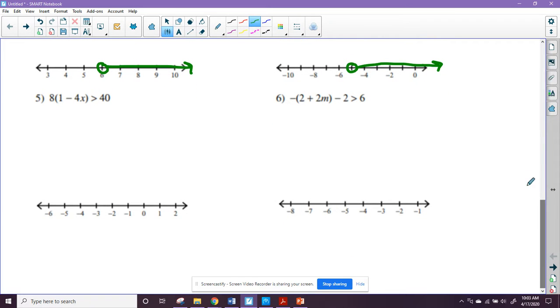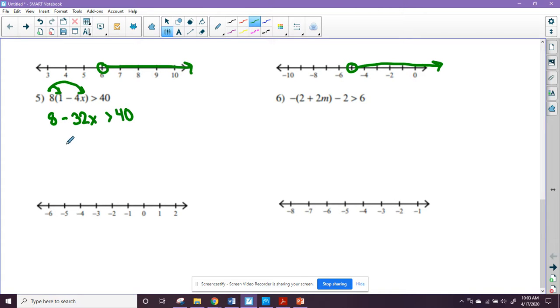Okay, let's look at number 5. Number 5, we have parentheses, so we have to get rid of those parentheses. To do that, we're going to distribute. So we're going to take our 8 and multiply it to everything on the inside here. So 8 times 1 is 8. 8 times -4 is -32, but it's an x, so -32x. Then we write everything else as it is. So all that did was get rid of that parentheses for us.